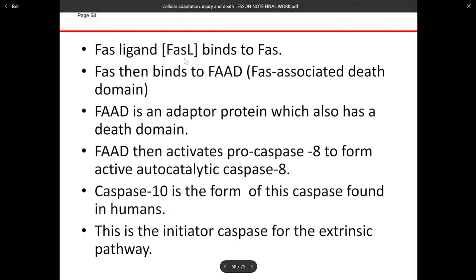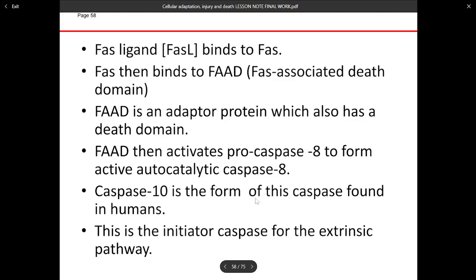FAS ligand, FAS-L, binds to FAS. FAS then binds to FADD. FADD is an abbreviation for Fas-associated death domain. It is an adapter protein which also has a death domain. FADD then activates procaspase 8 to form the active, catalytic caspase 8.